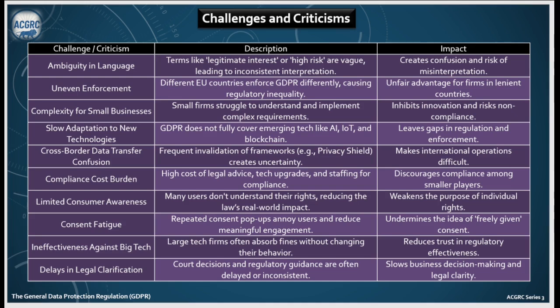Let's now look at a summary. From an ambiguity in language perspective, the description says terms like legitimate interest and high risk are vague, leading to inconsistent interpretation. The impact is confusion and risk of misinterpretation. Uneven enforcement gives an unfair advantage to firms in lenient countries. That's the impact. Complexity for small businesses, from an impact perspective, inhibits innovation and risks non-compliance. From a slow adaptation to new technologies perspective, the impact is that it leaves gaps in regulations and enforcement.